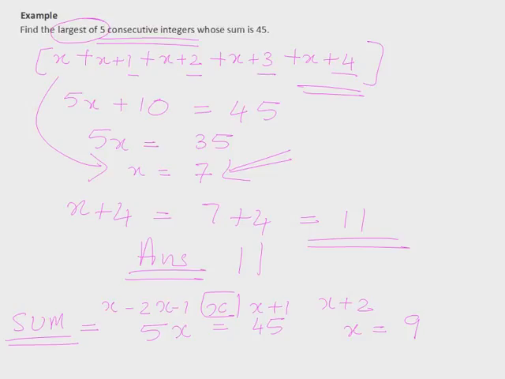Remember in the previous question, we got the first integer to be 7. So the middle integer was 9. Here we got the middle integer to be 9. Again, they want the largest integer, which in this case is x plus 2. So x plus 2 will be 9 plus 2, which will be 11. And we have the same answer. So, whatever you're comfortable with, choose that as your 5 consecutive integers.